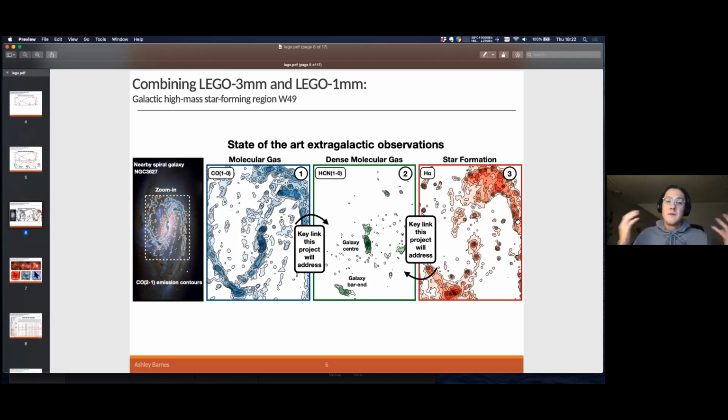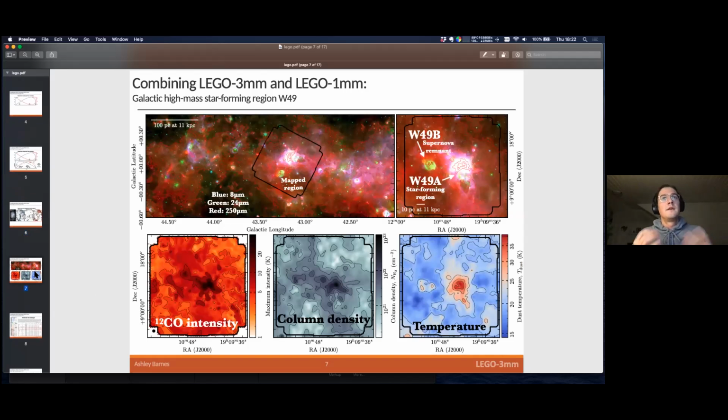Okay, so there's a very basic picture, obviously, but I think that quite nicely sets the scene as to what we're doing. So then, we focused for this first paper on the W49 star forming region. It's a very famous high mass star forming region located on the far side of the galactic disk, around 11 kiloparsecs, so quite far away.